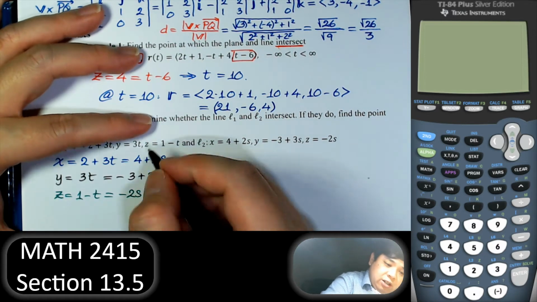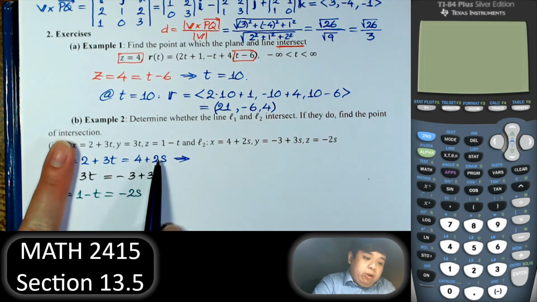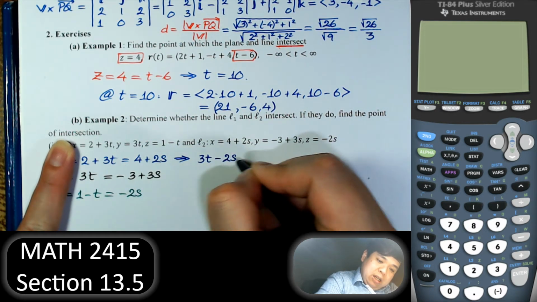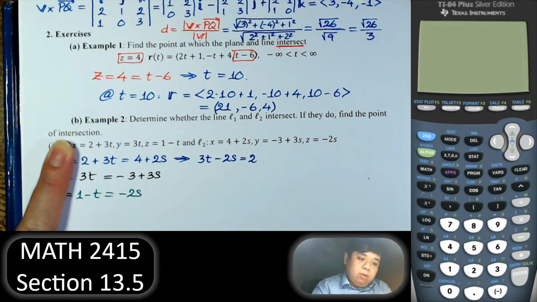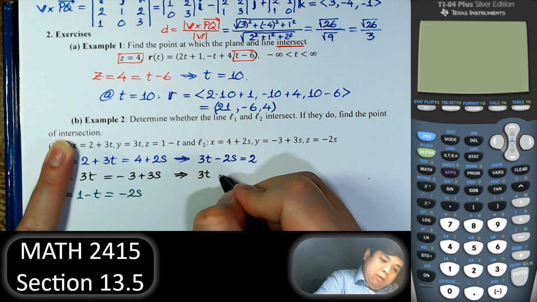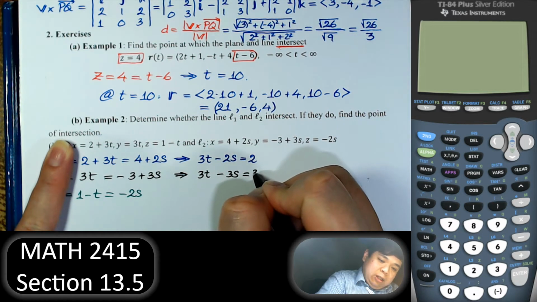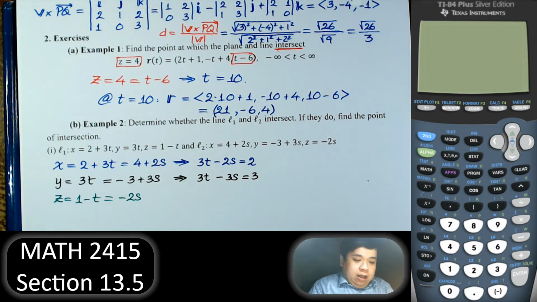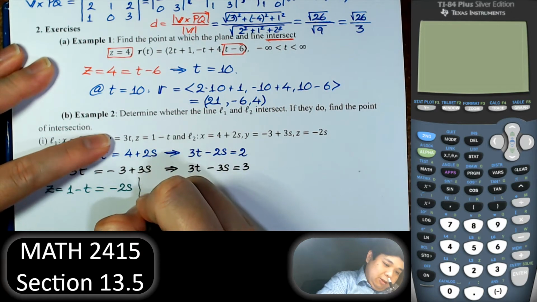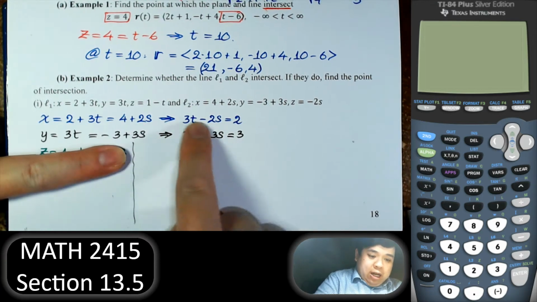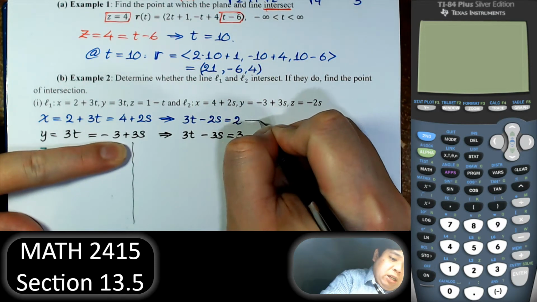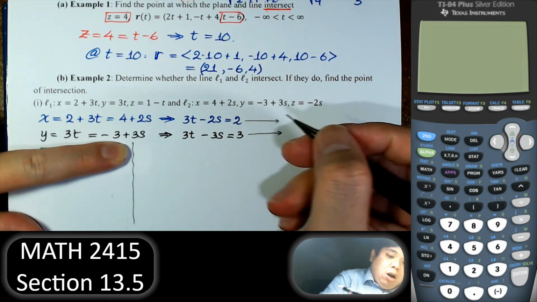So look at the first equation. I move the s and the t to this side and the number to the other side. So I have 3t minus 2s equal to 2. And then next, I have 3t minus 3s equal to 3. I'm just going to ignore the z for a moment and solve this system of equations first. To solve a system of equations, we can use elimination or substitution, and we use elimination. Let's multiply the bottom equation by negative 1.